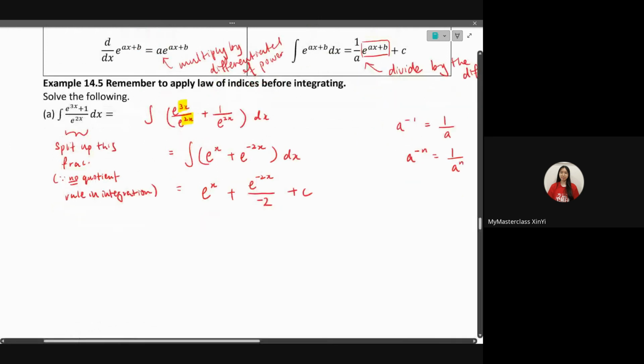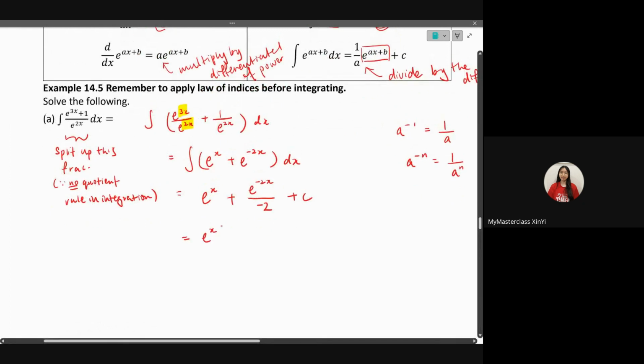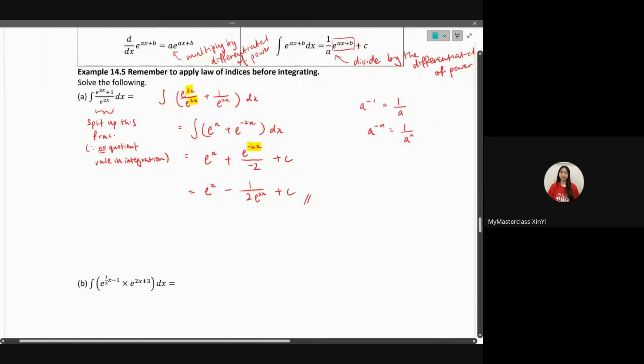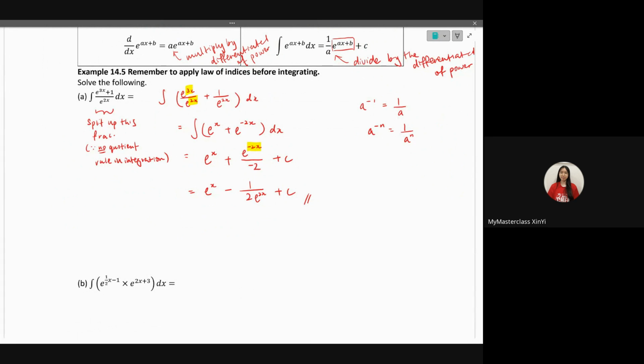So when I simplify this, I will have e to the power of x minus 1 over 2e to the power of 2x. Now I bring down this negative power. Remember indices, when I want to remove a negative power, I will bring it down. Then I will have a plus c. So that will be my answer. In this case, you need to be very familiar with all your indices laws. So that is for this case where there's no quotient rule in integration.